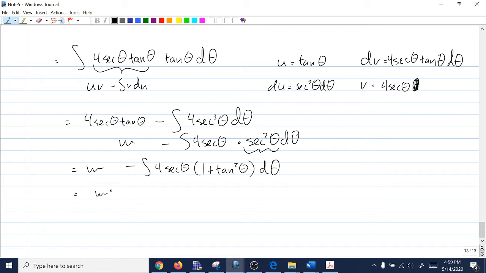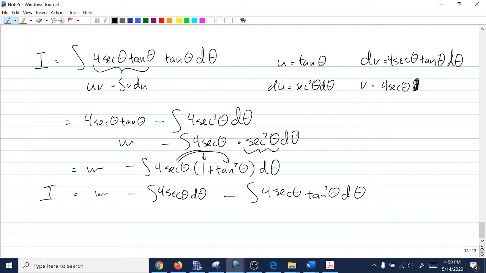I have stuff minus the integral of 4 secant theta d theta. That's the first part of the integral. Minus the integral of 4 secant theta tangent squared theta d theta, which was the original integral, right? 4 secant tangent squared, 4 secant tangent squared. Awesome. So this original integral equals this, minus the original integral again.